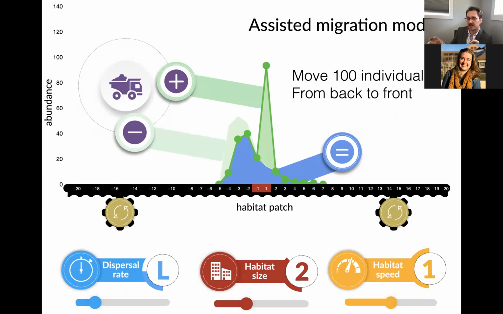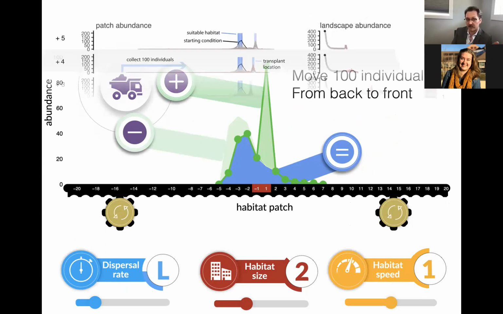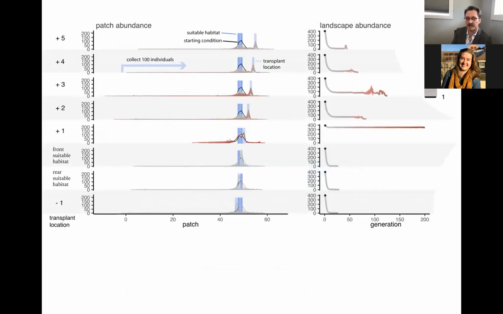And then we said, okay, we're going to collect 100 individuals from the back and move them to the front. Of course, first we simulated it to see how we could set up the experiment. And this specifically was how many patches ahead of the good habitat should we place the transplanted beetles? Where should you put them where it's actually effective?